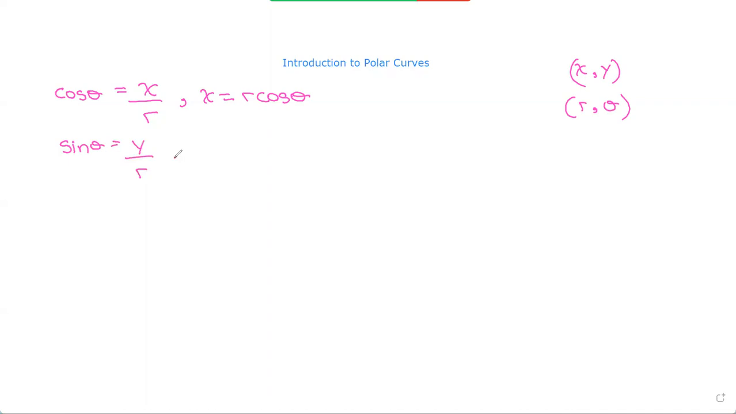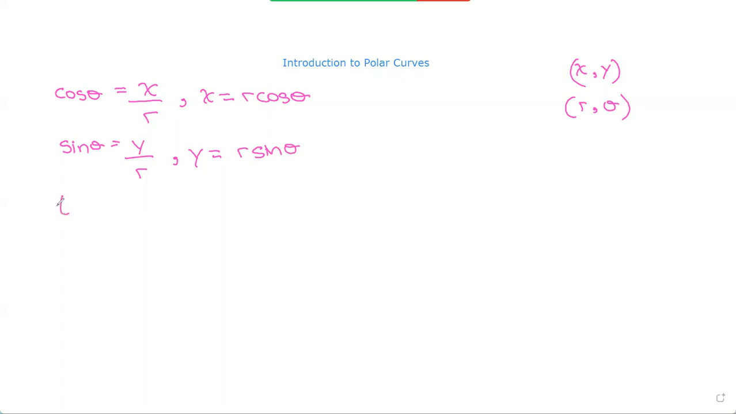So the first formula is cosine theta is equal to x over r, or this can be written as x is equal to r cosine theta. In the regular Cartesian plane you have x comma y, but in polar curves it's r comma theta. And then the next formula is sine theta is equal to y over r. This can be written as y equals r sine theta.